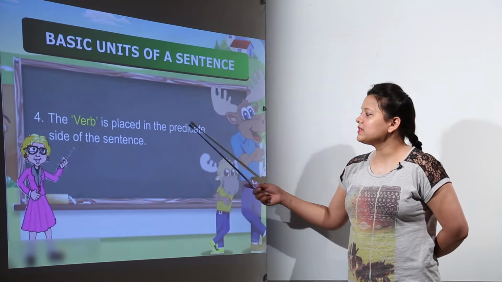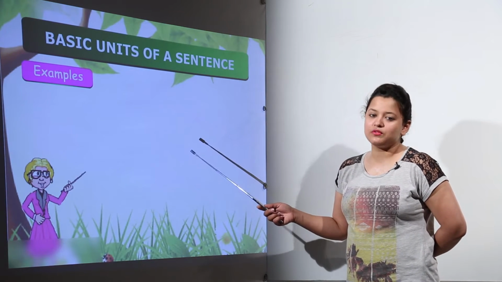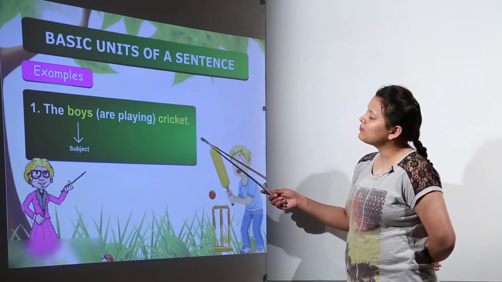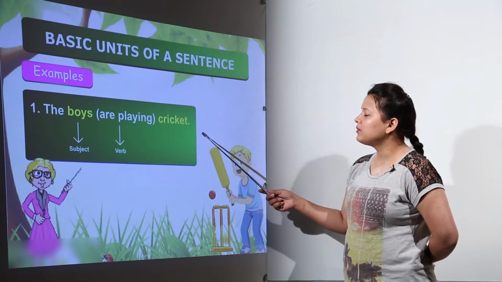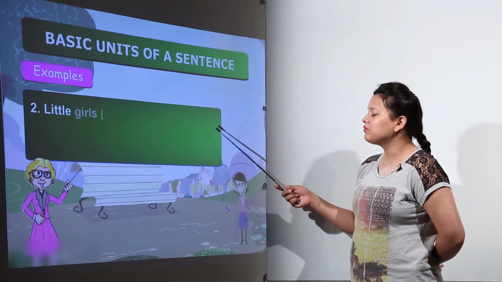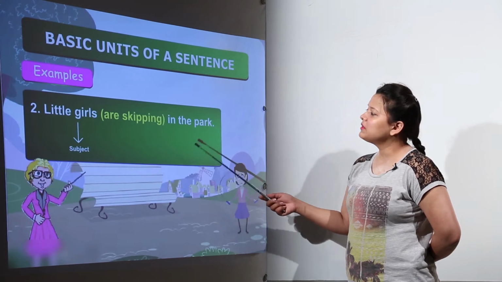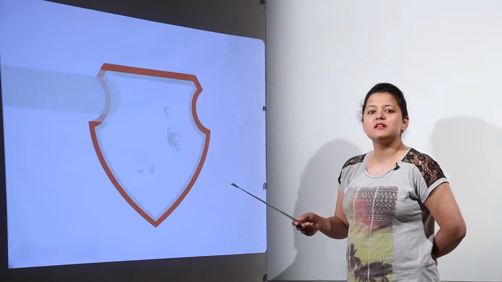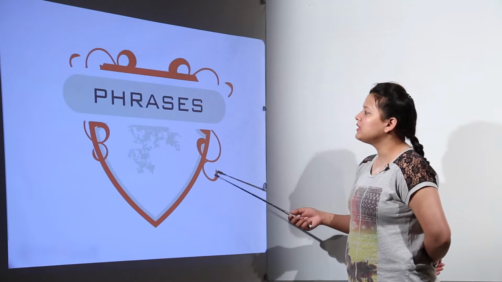The verb is placed always in the predicate side of the sentence. Like for example, we have the boys are playing cricket. So the boys is the subject, are playing is the verb, and cricket is the predicate. Similarly, little girls are playing in the garden. So we can have so many examples.